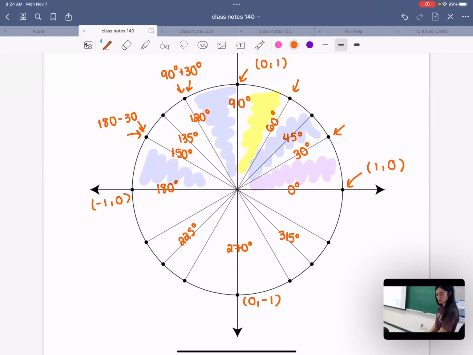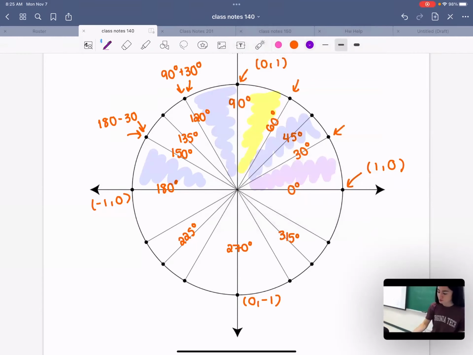You know what I want you to do? I want you to go around and figure out the other 4 angles here, either by adding or subtracting 30, just to kind of get your brains working on finding these angles. All right, I think we're doing good here. If you're still working, that's okay.